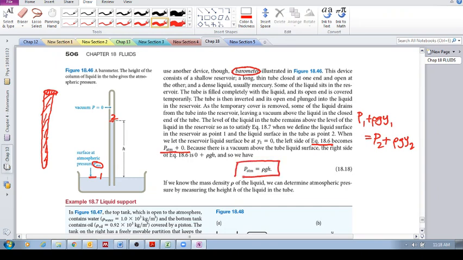So P atmosphere is simply equal to the density of this fluid times gravity times the height that it rises to. Now you can imagine, if the atmospheric pressure increases, then it presses down on the surface more, and this will go higher. If the pressure decreases, then this will fall out more, and this will be lowered. So it's a way of measuring the atmospheric pressure. If we know the mass density rho of the liquid, we can determine atmospheric pressure by measuring the height h of the liquid in the tube.